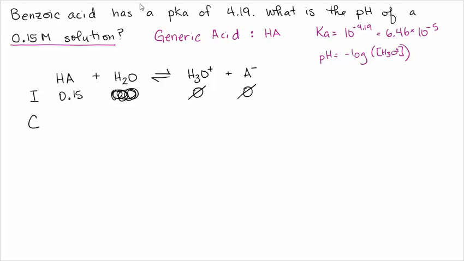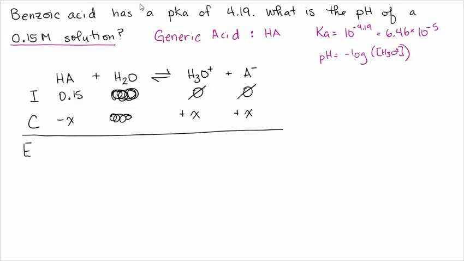The equilibrium will shift to the right. The reason it will shift to the right is because we have no products, and we need to have some products at equilibrium. HA will decrease by 1x because its coefficient is 1. Hydronium will increase by 1x because its coefficient is 1. A minus will increase by 1x because its coefficient is 1. At equilibrium, we have 0.15 minus x, x, and x.